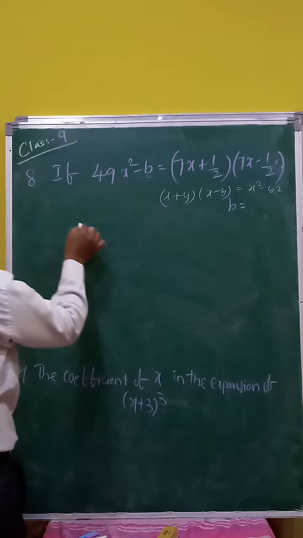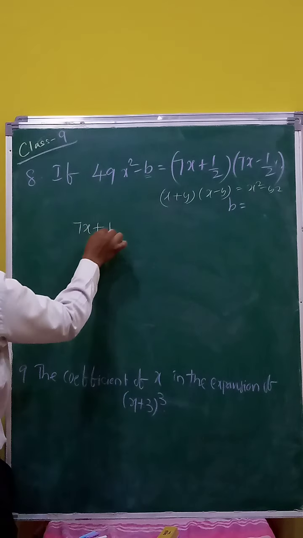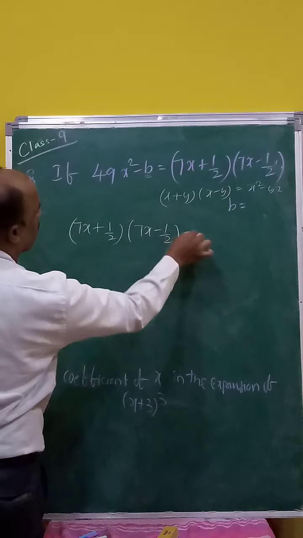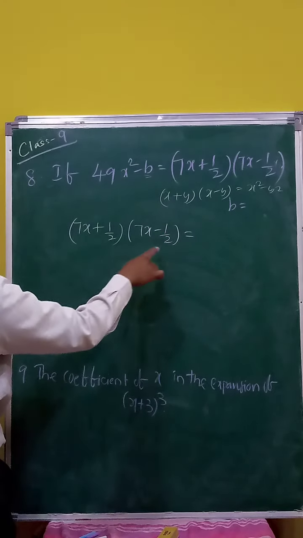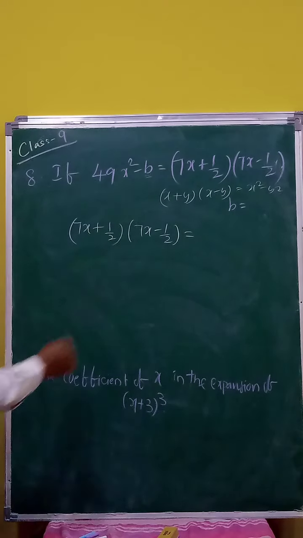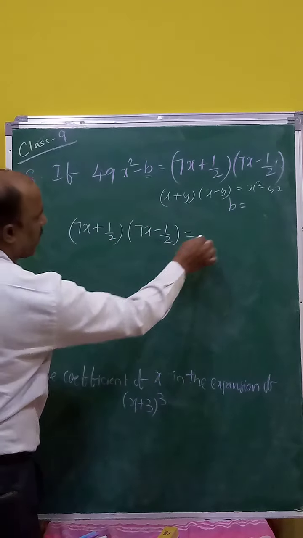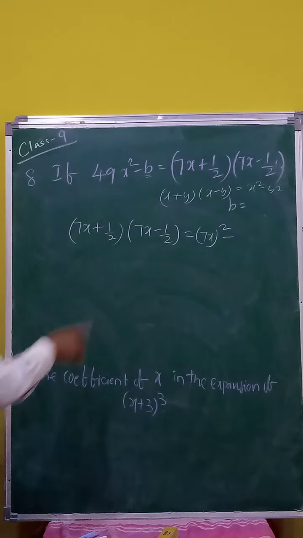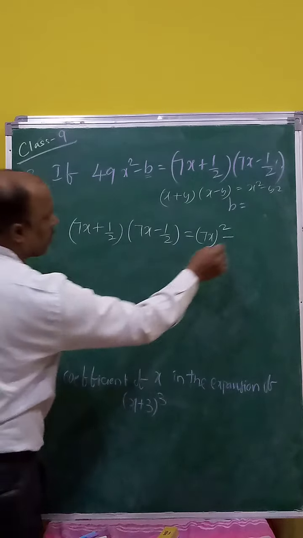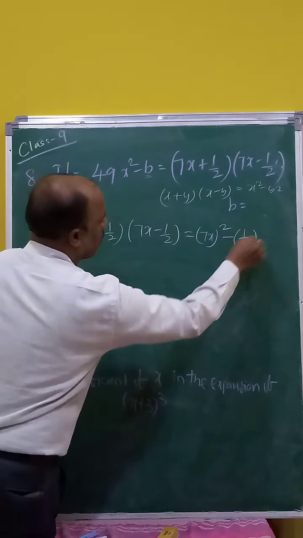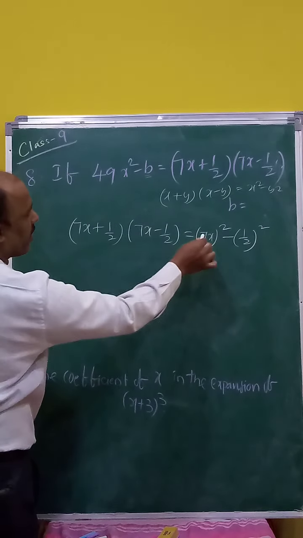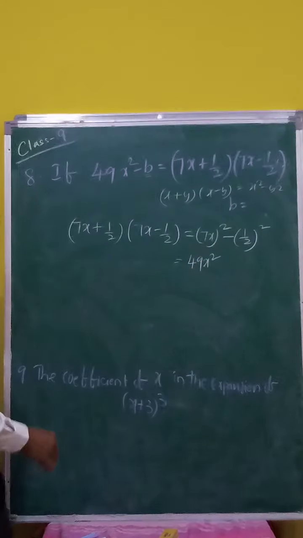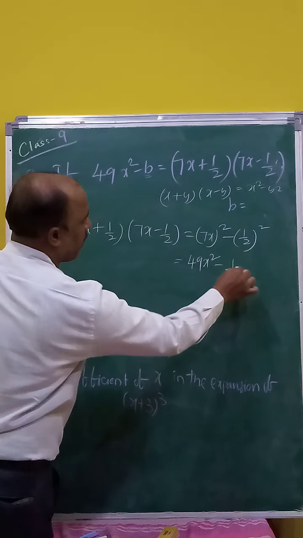Apply RHS side here. What is 7x plus 1 by 2 into 7x minus 1 by 2. A plus b into a minus b, or x plus y into x minus y. X square, what is x value? 7x. 7x whole square, and second term, in the place of y, what is? 1 by 2. It's a 1 by 2 whole square. Open bracket, 7x square is 49x square, and here 1 by 2 whole square is 1 by 4.